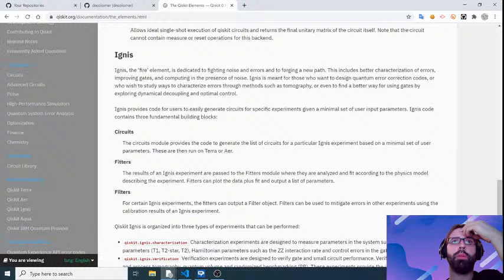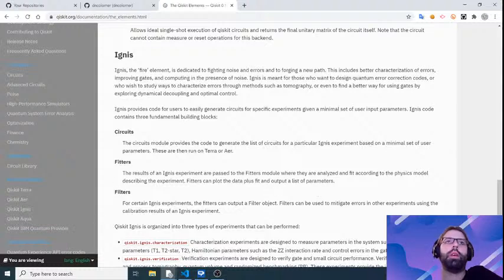Null set of user parameters. These are then run on Terra. Ignis experiments are passed to the fitters module where they are analyzed and fit according to the physics model describing the experiment. Fitters can plot the data plus fit an output.